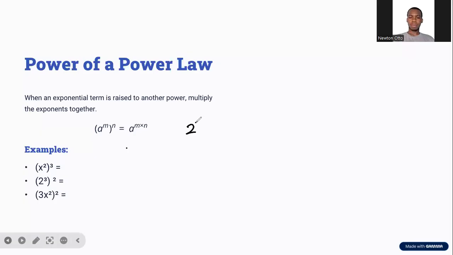We have, like, 2 raised to the power 2, now raised to the power 3. You just know it's 2 raised to the power 2 times 3, and this is 2 raised to the power 6. So let's solve this: x squared all raised to the power 3. This is not the multiplication law. It is different from the multiplication law. In the multiplication law, you have two different x's multiplying themselves, but this is x squared all raised to the power 3. So this is the power of a power law, and that's x raised to the power 2 times 3, which is x raised to the power 6.